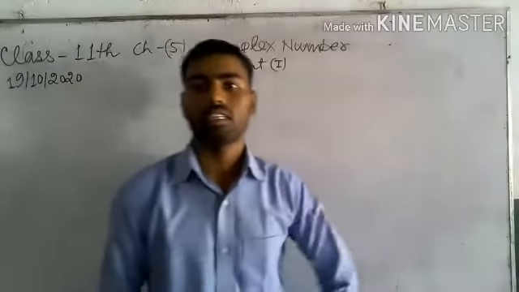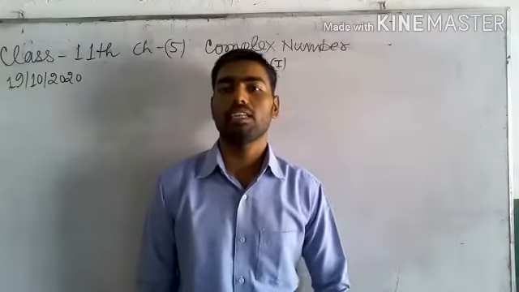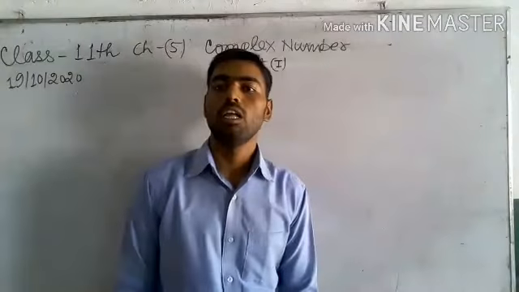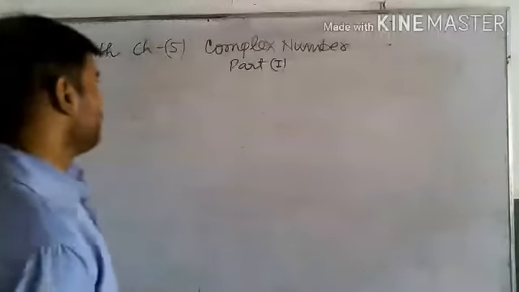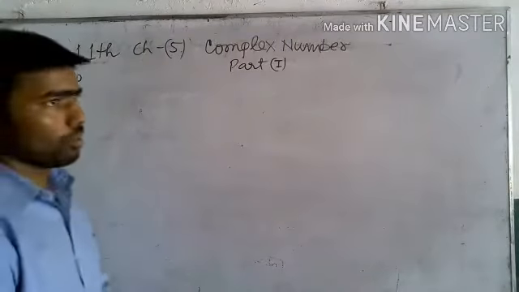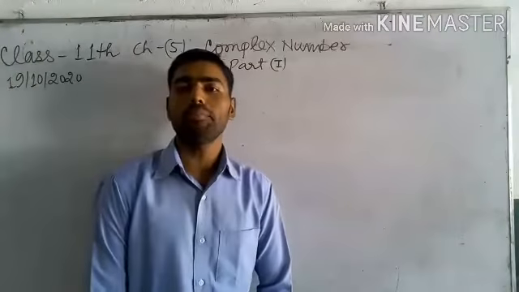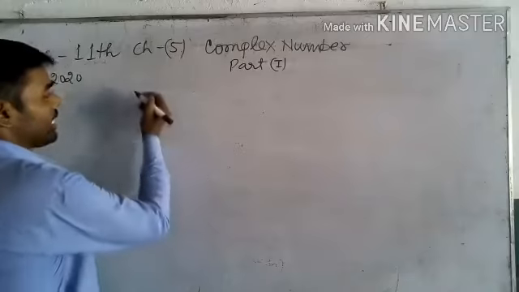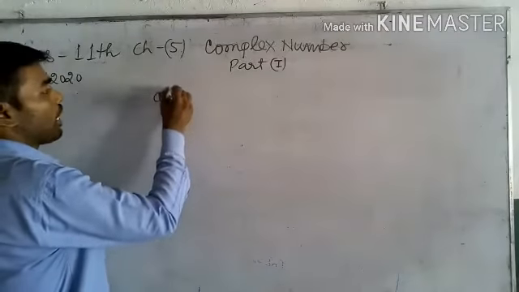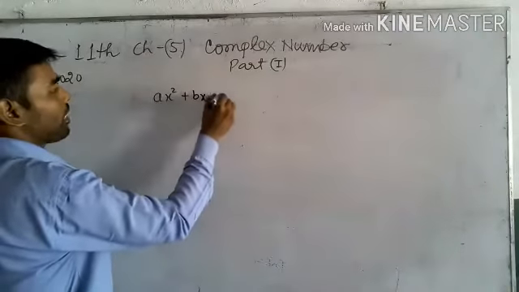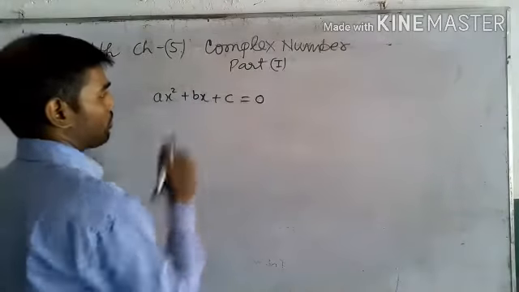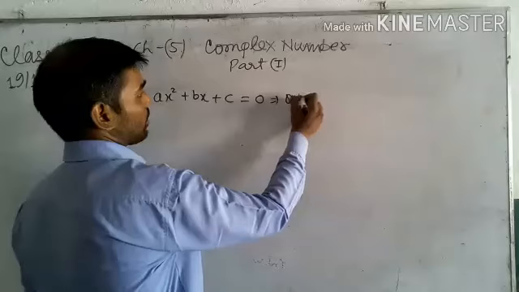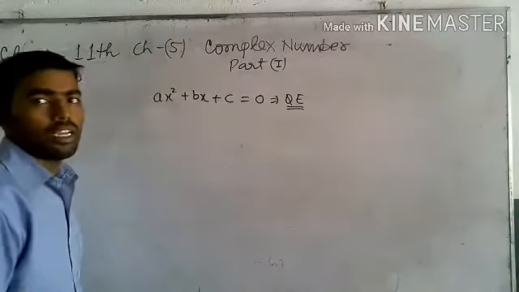Today we will start chapter 5 of class 11, complex numbers. This is the first part of this chapter. What is a complex number? In class 10 we solved a question. Let ax square plus bx plus c is equal to 0. This is a quadratic equation in variable x.